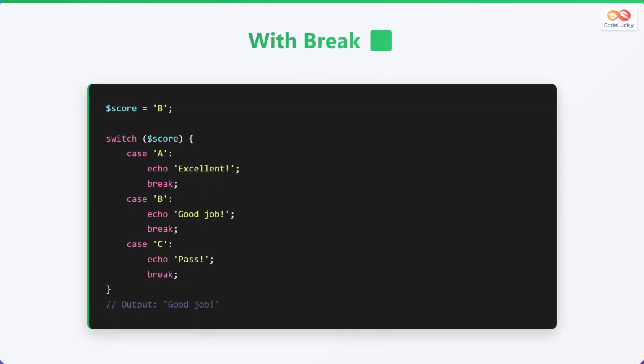Now let's add the break statements to the previous example. With break statements in place, the switch statement behaves as expected. When $score is B, it prints good job, and then exits the switch block due to the break statement. The output is now simply good job.